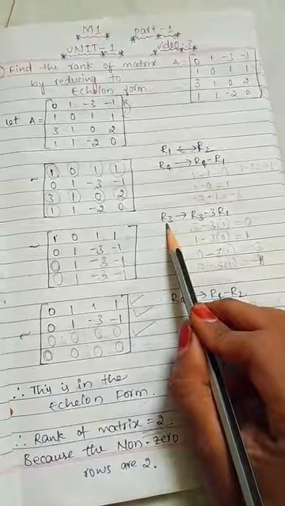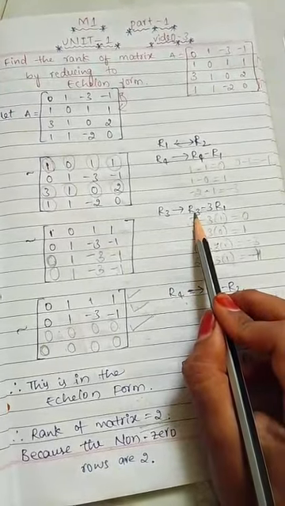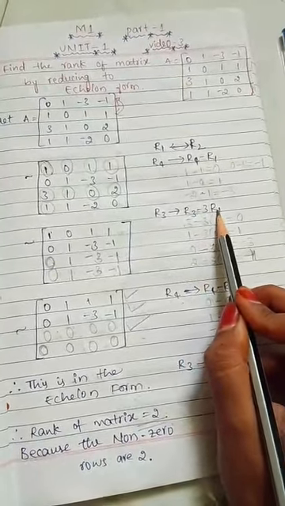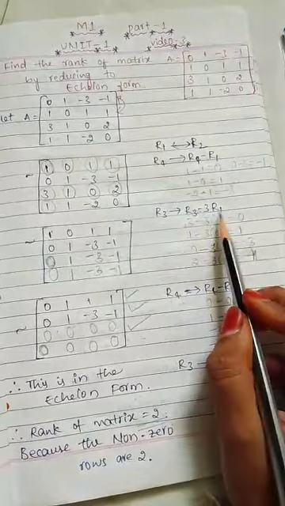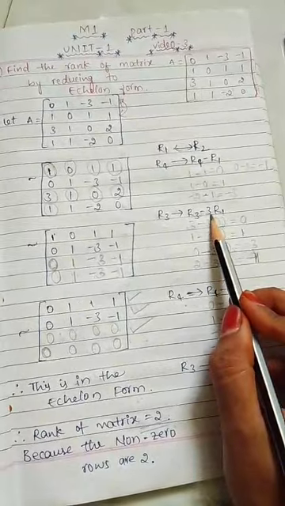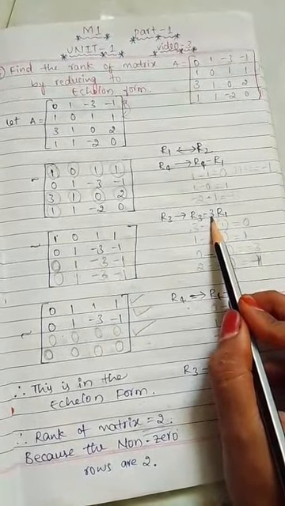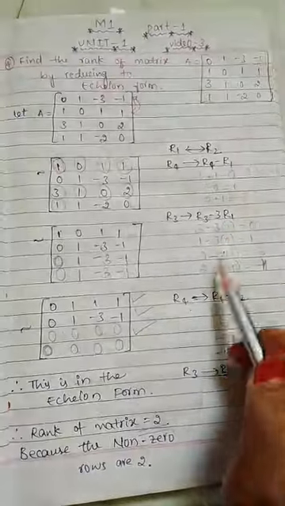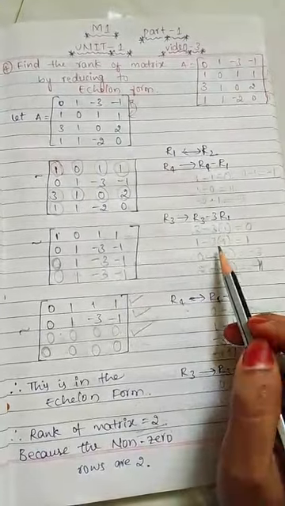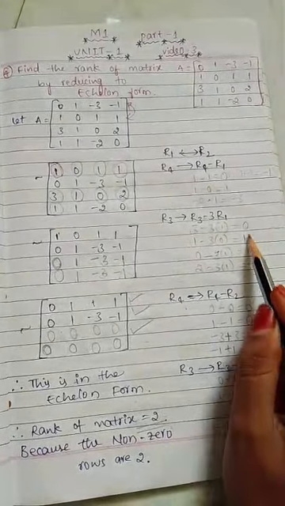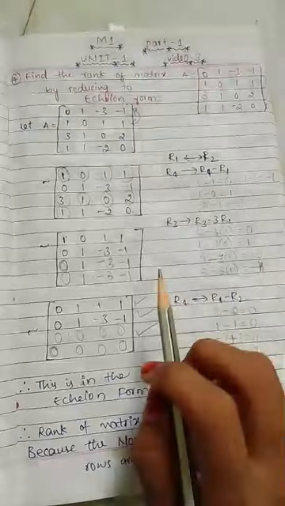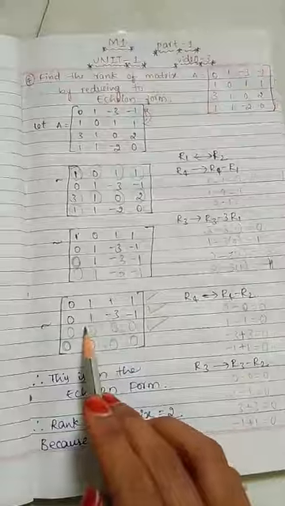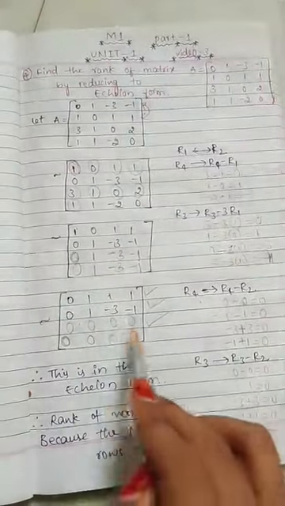If I want to change R3, immediately take R3 and do some operations with any other rows. And if you want to, you can multiply with any number, like 2 or 3, to reduce these numbers. Then you can easily reduce these numbers to 0. If you don't get it here, then you can do one more step to reduce it to 0.